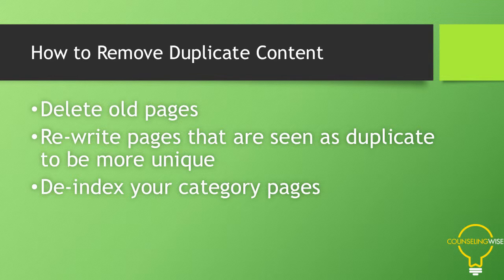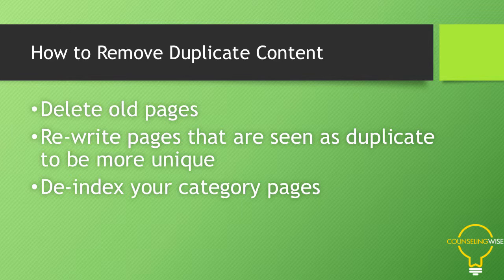You can also rewrite pages that are seen as duplicate to be more unique. So if you have two different pages, like the example, the couples counseling page and the marriage counseling page that are very similar, you can just go back and rewrite one of those pages to make it more unique. Talk more about the pains of marriage as opposed to just the pains of being in a relationship. Go back and make those pages more unique, and that duplicate content issue is going to be gone.